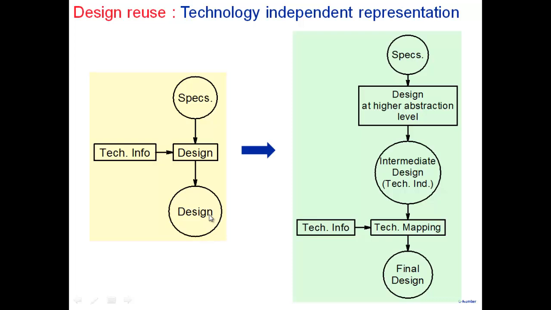The other way of doing it is you take specs and you design it at a higher abstraction level. So you have an intermediate form, which is a technology independent form. So it's going to remain the same as technology changes. And as the technology changes, you take this intermediate form, you add the technology information to it, and you produce the final design. So this is likely to be more efficient because you're able to reuse a part of your design effort. Once you do this particular design effort, then you can reuse it again and again.